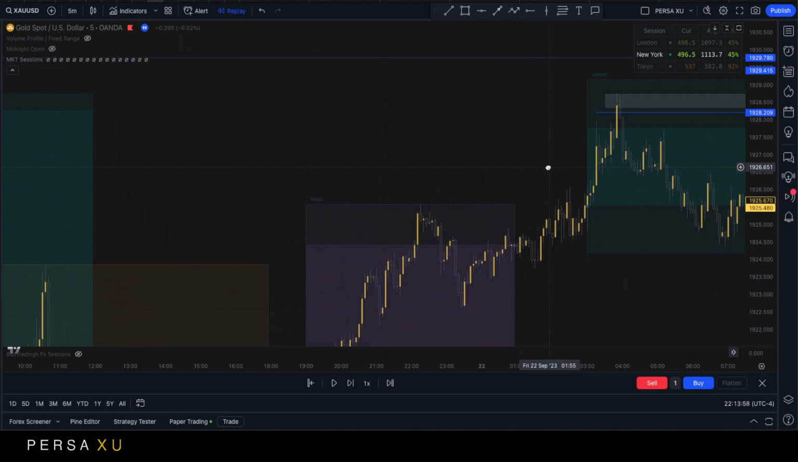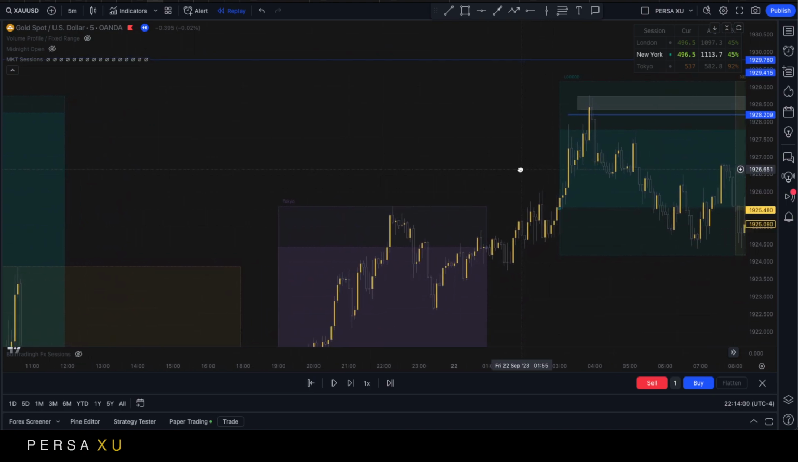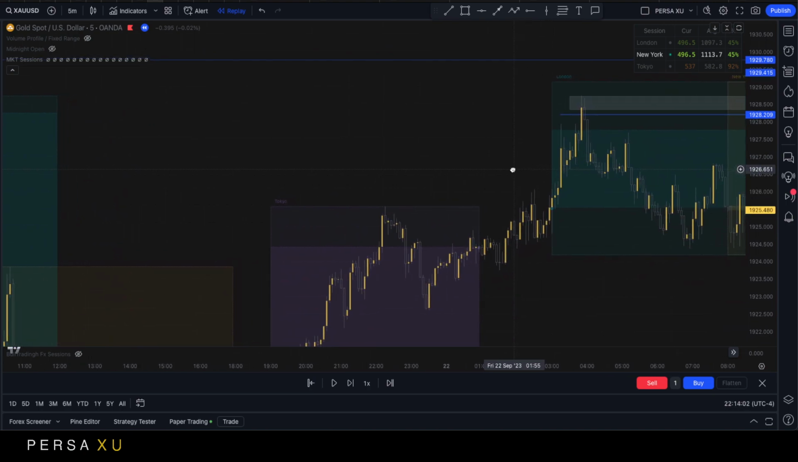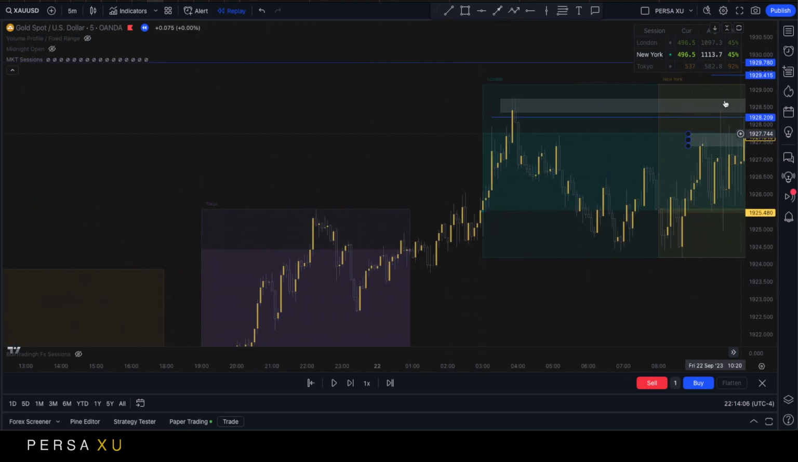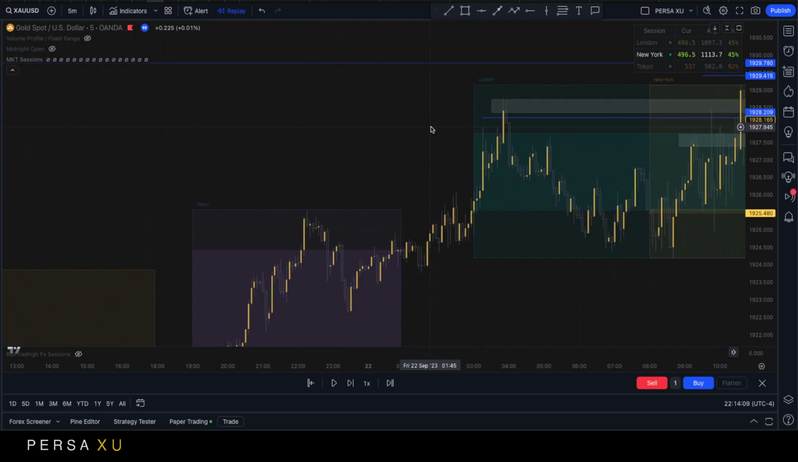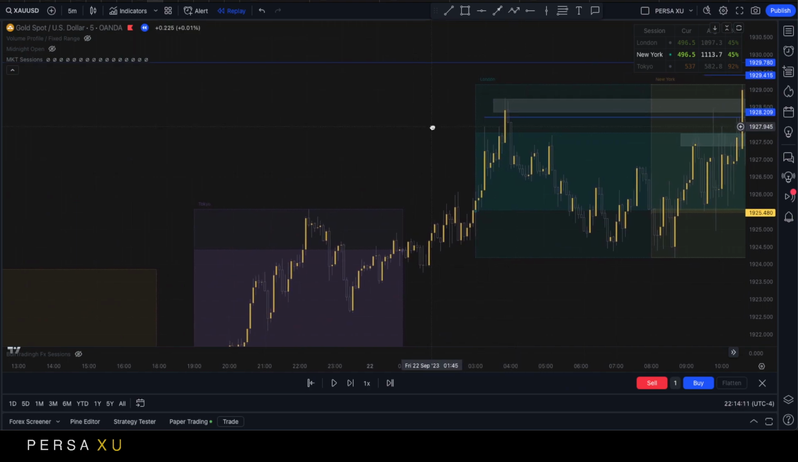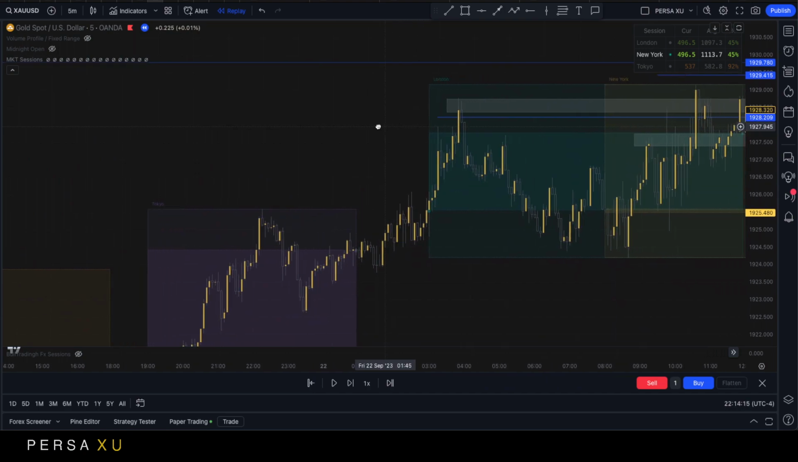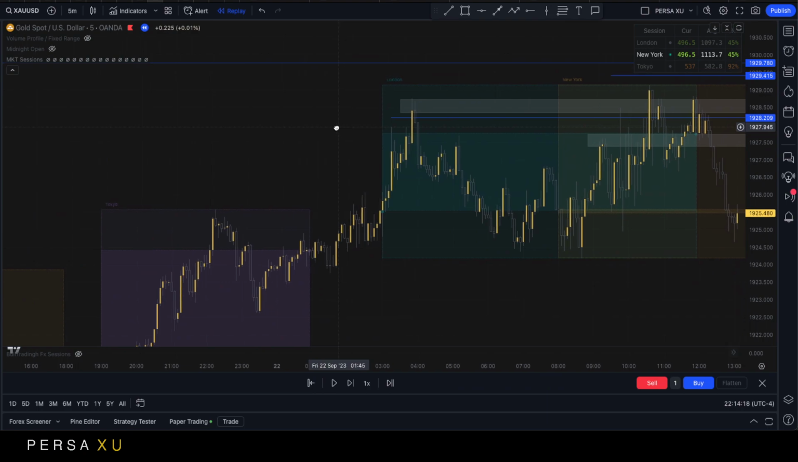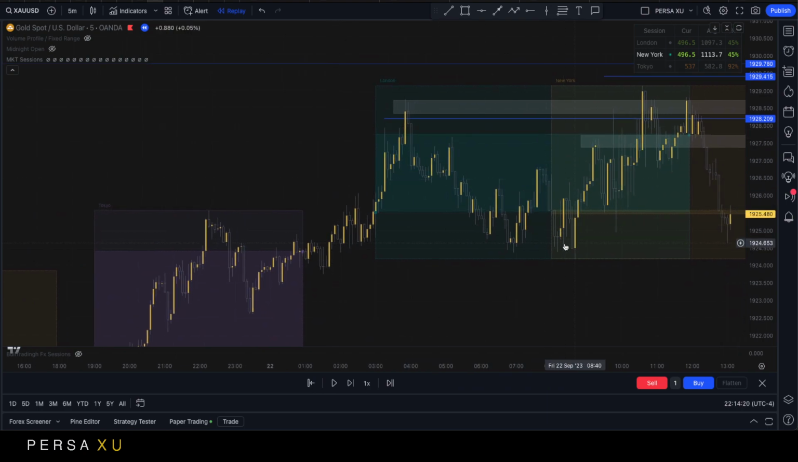New York opens, tests the support, fails to break it, goes back up to retest the high, London high, and it grabs liquidity above it to then go back down into its own range.